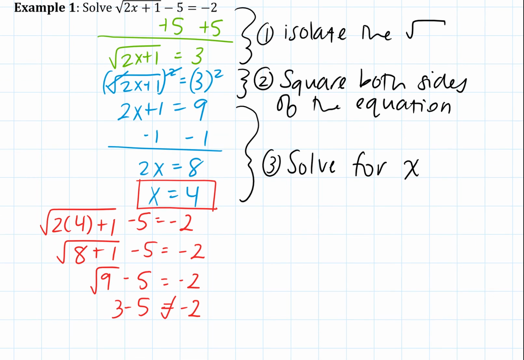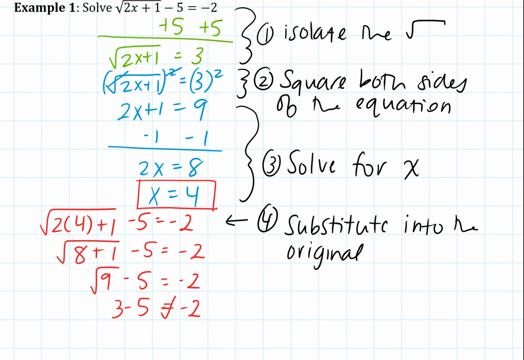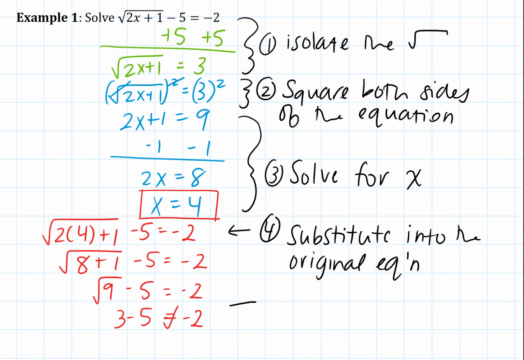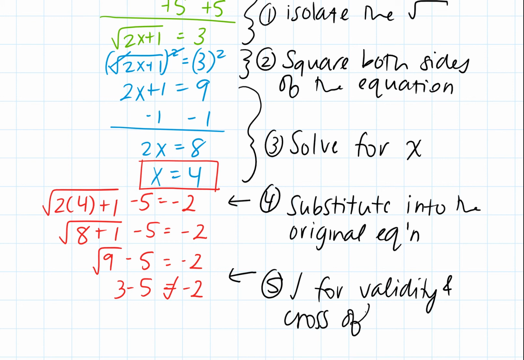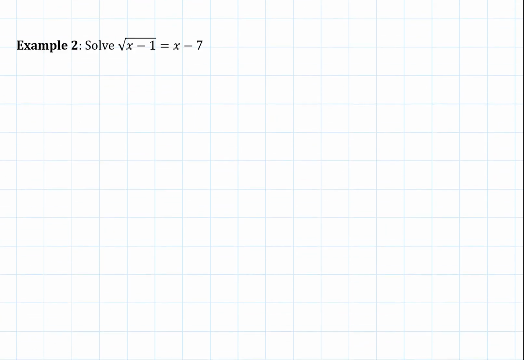And then the final thing you want to do is substitute into the original equation. You'll see why in the next example. And then check for validity and cross off extraneous solutions. Extraneous solutions, the root word you see in there is extra. They are values that appear to satisfy the equation, but don't really. Let me show you more what that looks like in the next example.